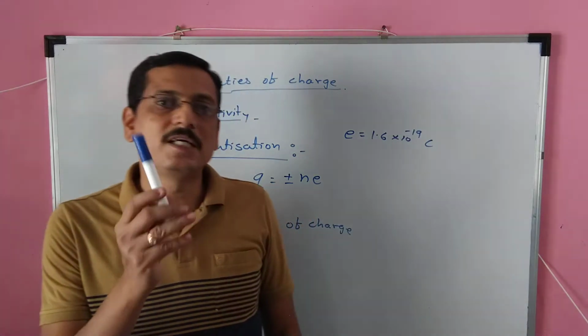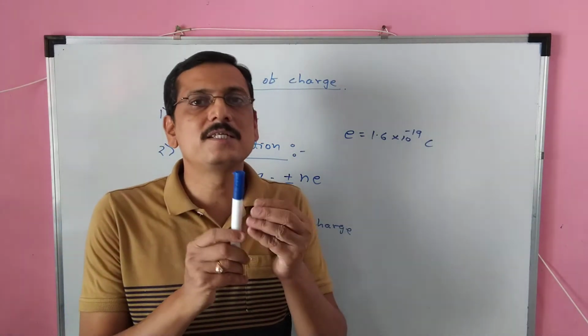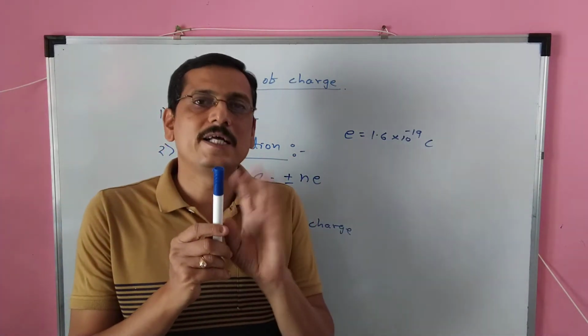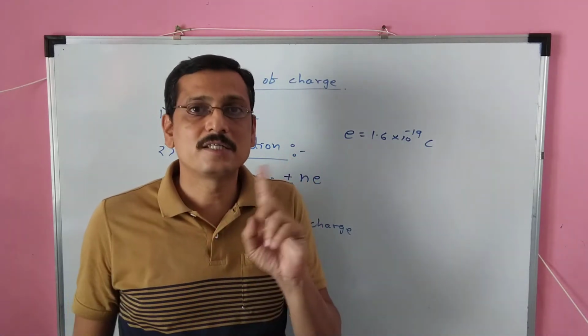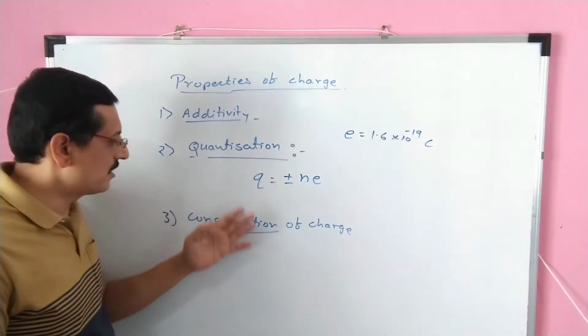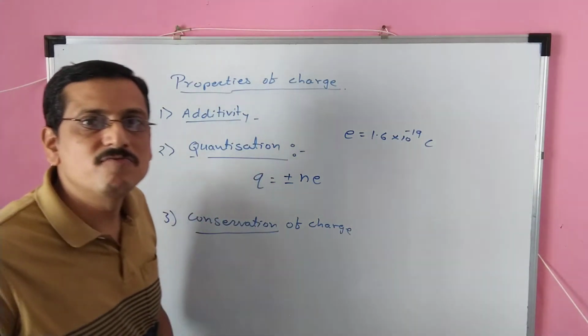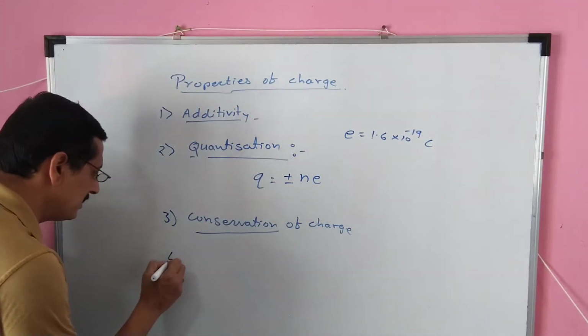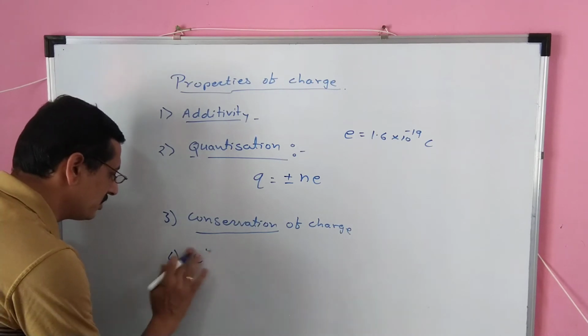So when I am saying this body is charged, it means either it has lost electrons or it has gained electrons. Charge can neither be created nor be destroyed. Okay student, these are the main three properties. There is one more property, student, that is effect of motion.